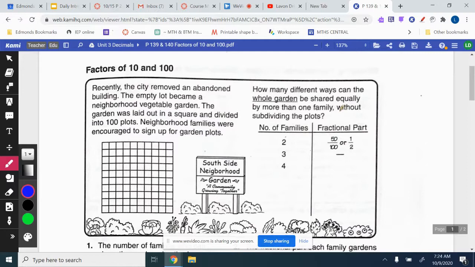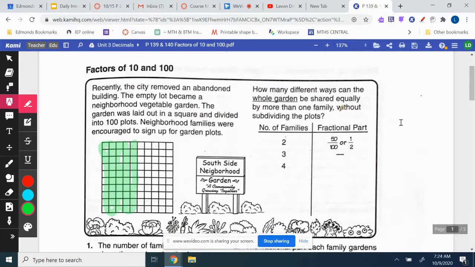So let's start showing this. I have two families going to be using this garden. If two families were to share this garden evenly, it would look like this. So each one would get 50 out of 100, or half of the garden.